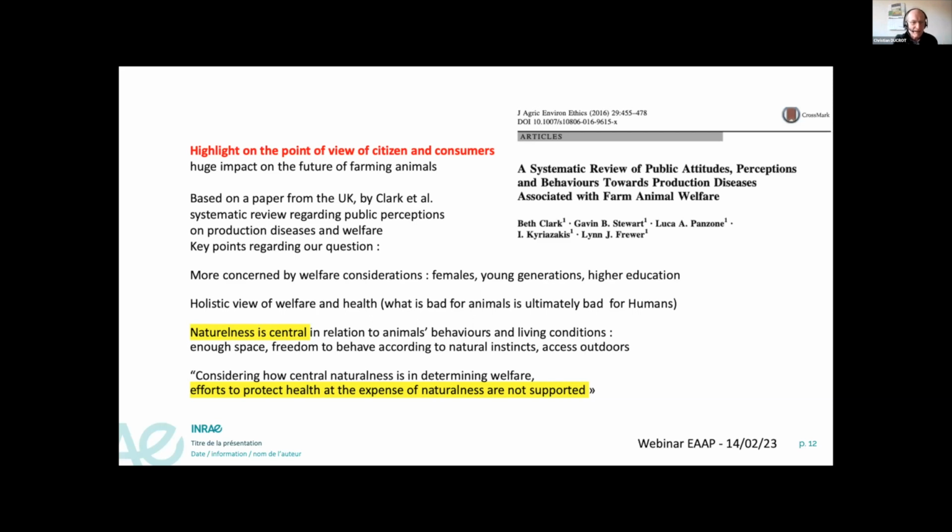and with enough space, freedom to behave according to natural instincts, and access outdoors. And because naturalness is central, it means that efforts to protect health at the expense of naturalness is not supported. So it means that citizens do not prioritize animal health compared to welfare conditions of the animals. So this is, for me, a very important point, because it can be in very direct opposition about the way we are working together and controlling animal diseases.